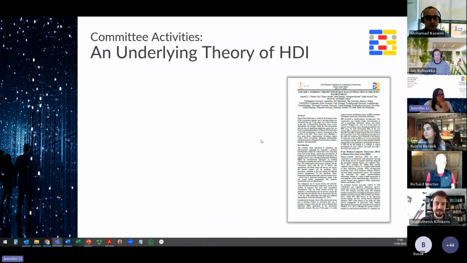So one of the projects we've got ongoing at the moment is an underlying theory of human data interaction. So this is taking the work that Richard will present today, and we're trying to look beyond that and make it more specific for the built environment. So we published a paper at this year's 2024 EC3 conference.